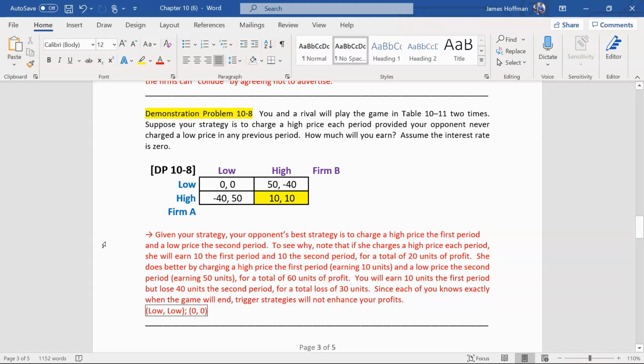Okay, so this describes it here. Given your strategy, your opponent's best strategy is to charge a high price the first period, keep the agreement, and a low price the second period.